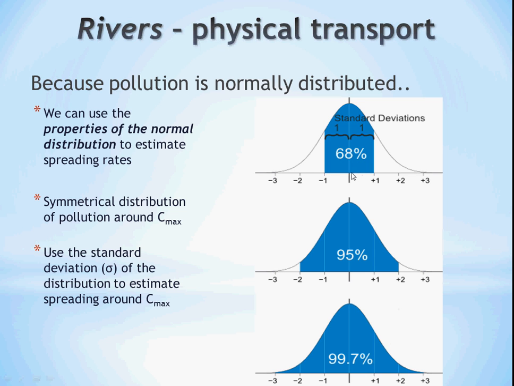So if you remember, one standard deviation on either side of the mean captures 68% of all points. Two standard deviations on either side of C max, in this case, captures 95% of the cases in the distribution. Three standard deviations captures almost 100%. But we're going to focus on this 95%. So we're going to say, if we're looking at the distribution of the concentration in the river, two standard deviations on either side of C max captures 95% of the pollution in the river at that time point.